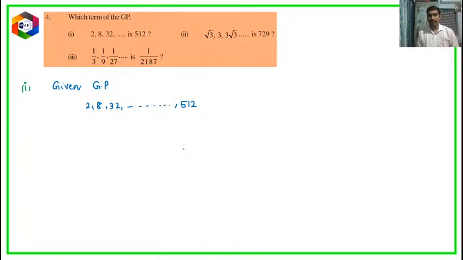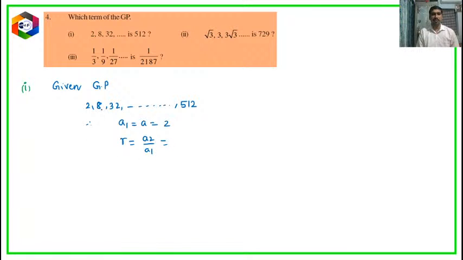Okay children, do you understand? That means 2, 8, 32 and so on is 512. That means this 512 is which term of this geometric progression. So nth term, we will assume, and that n value we will calculate. Whenever a GP is given, the first and foremost important thing we have to know is, what should we do, we have to identify the a value, and we have to calculate the r value. So what is a value? a1 is equal to the first term is 2, and r value we have to calculate, which is a2 by a1.